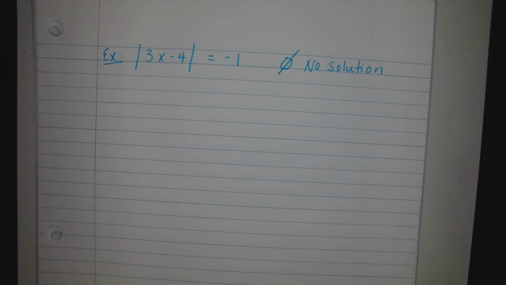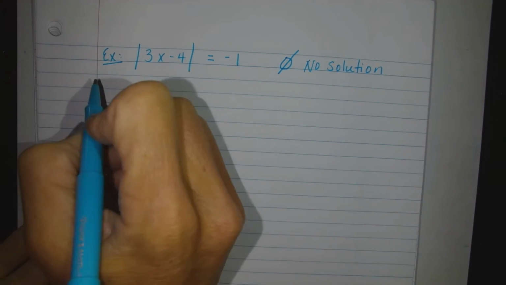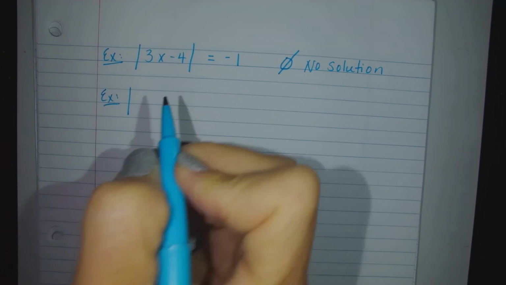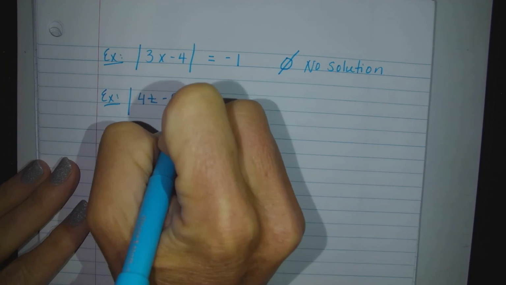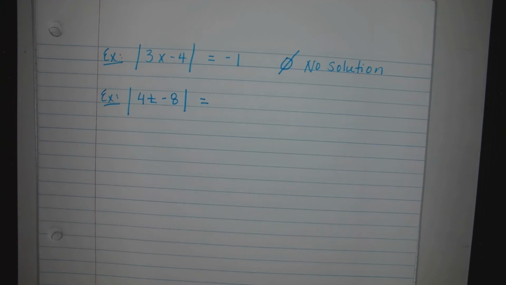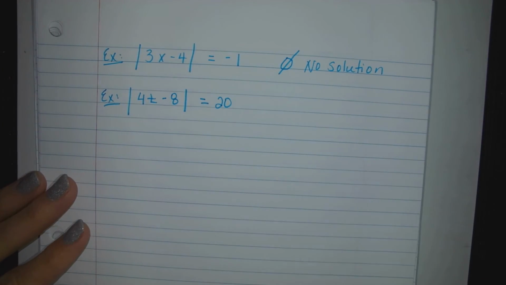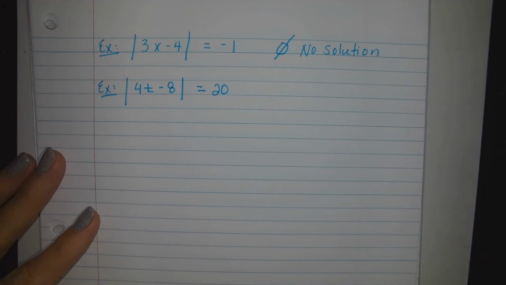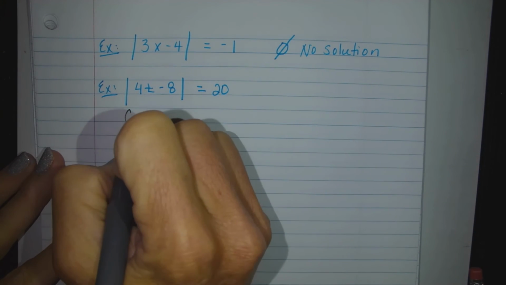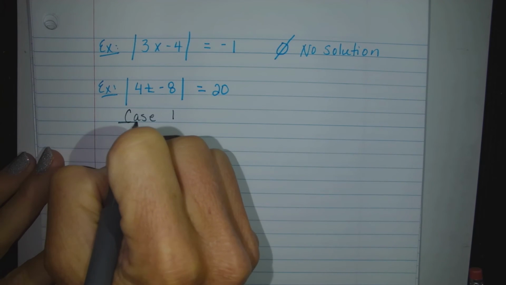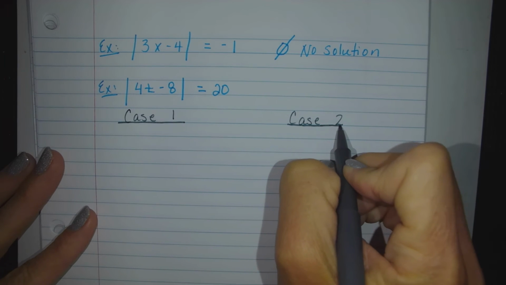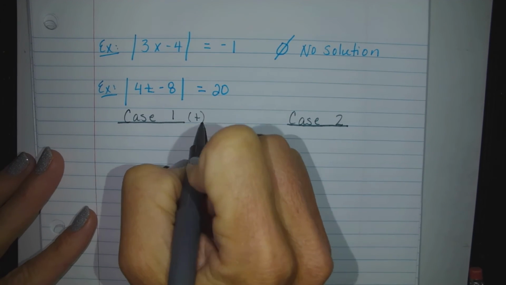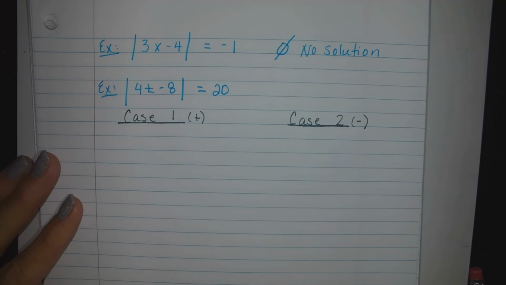All right, now I'm gonna give you one more. Here we go. Last one. I'll start setting it up. I want you to solve it. You have to have your case 1 and your case 2. If you want to write positive and negative, go for it.